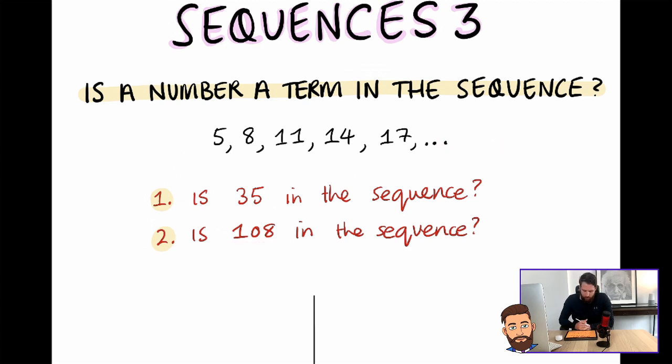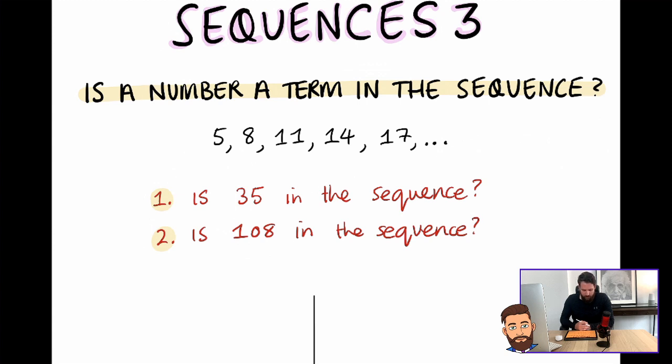Well, a really ineffective way to do that would be to keep writing out the next term until you get to 35 to see if it's in there. And even worse, you have to add whatever the sequence is going up by until you get to 108. That would be a really bad way to do this. I mean, it will get you the answer, but it's not a very efficient way.